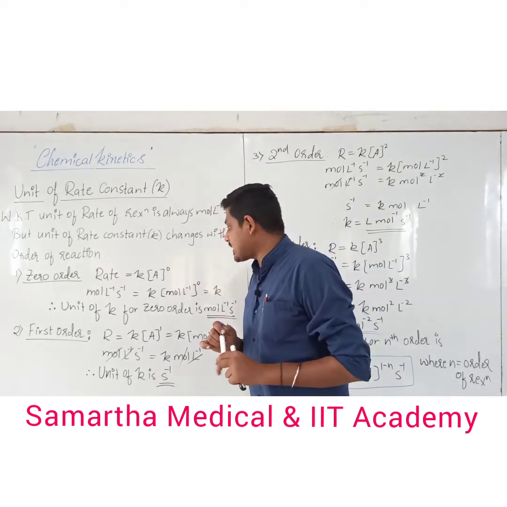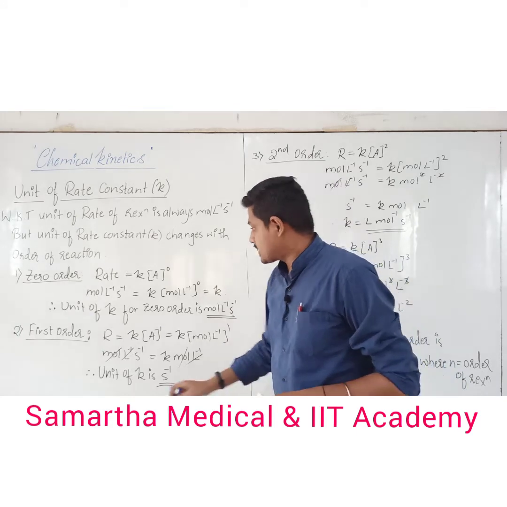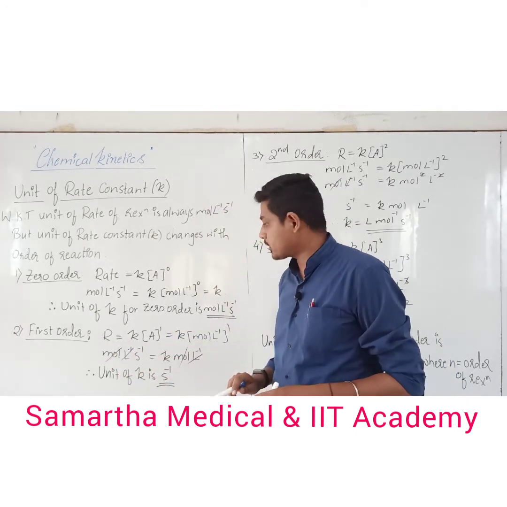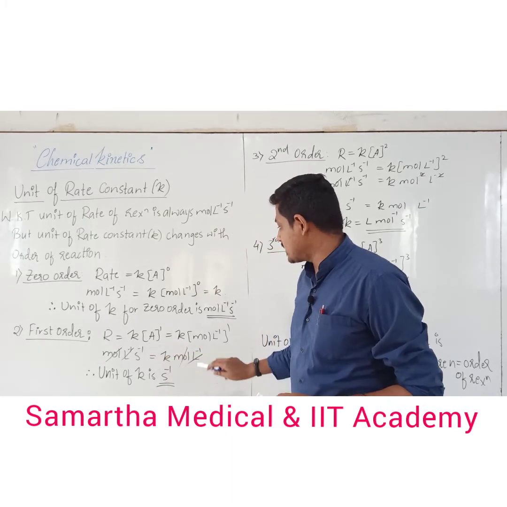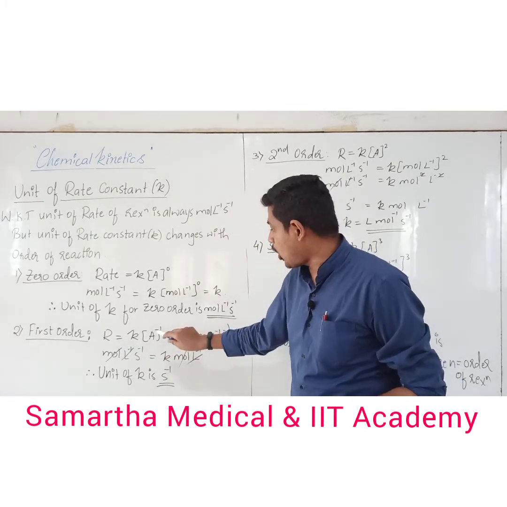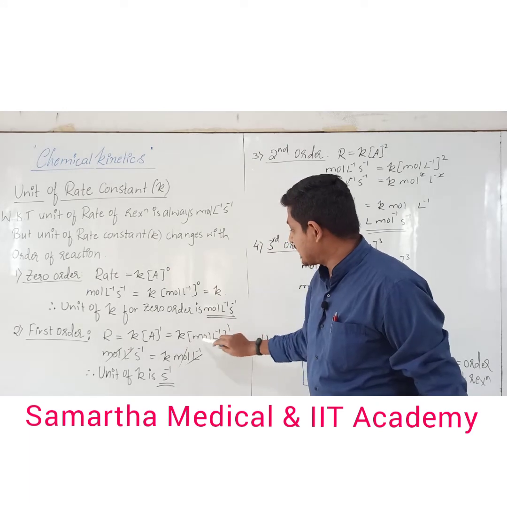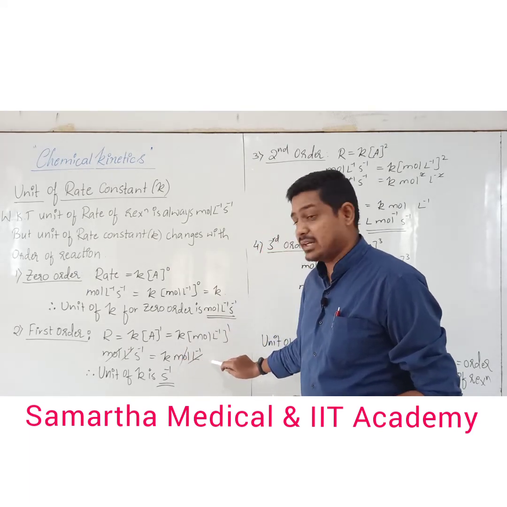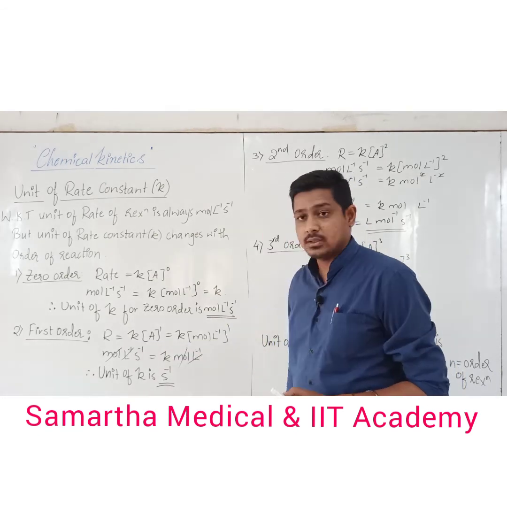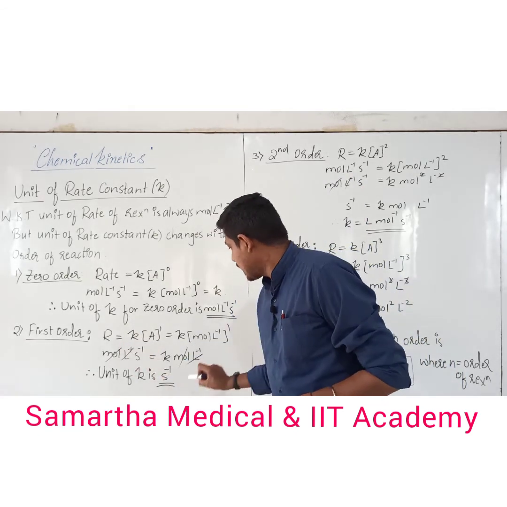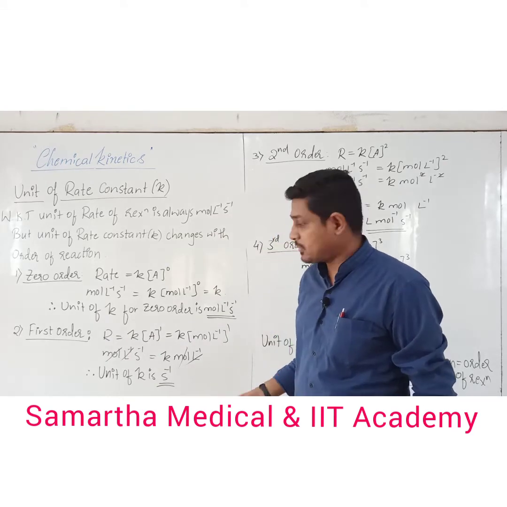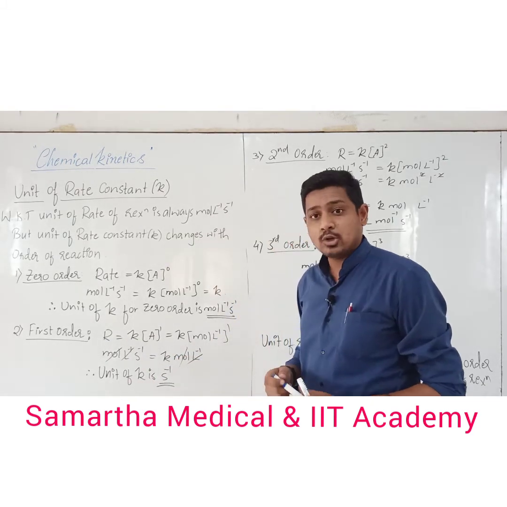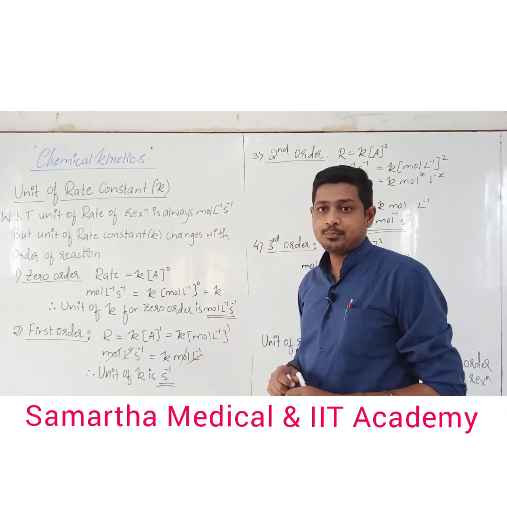Now for the first order reaction, how will it become? See, what is the unit of rate? Moles per liter per second. Okay, what is the unit of concentration here? It is moles per liter. And what is the order? Order is 1. So if you multiply, what will we get? K, the rate constant, into moles per liter. Then you have to cancel mole per liter. Then what is remaining? K is equal to per second. Therefore the unit of the rate constant is per second.